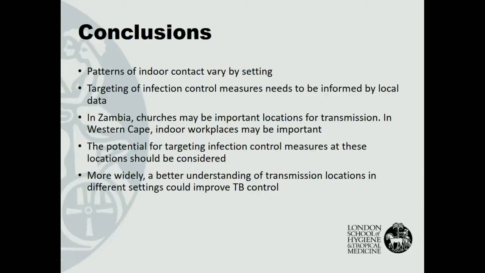So to conclude, patterns of contact vary by setting, which means that infection control measures in congregate settings need to be informed by local data. Despite the difficulties in translating contact data into transmission risk, my results suggest that churches may be important infection locations in urban Zambia, and indoor workplaces may be important in Western Cape, and the potential for targeting infection control measures at these locations should be considered.